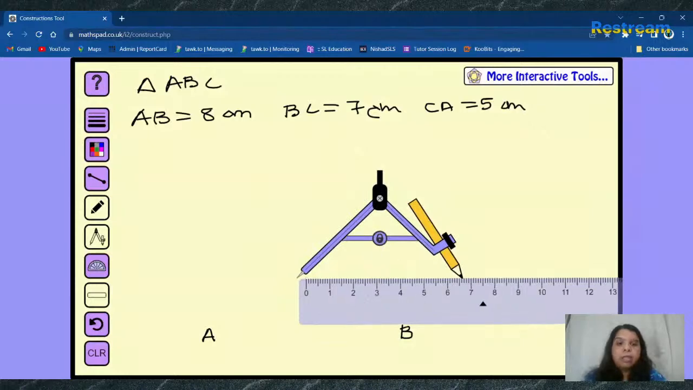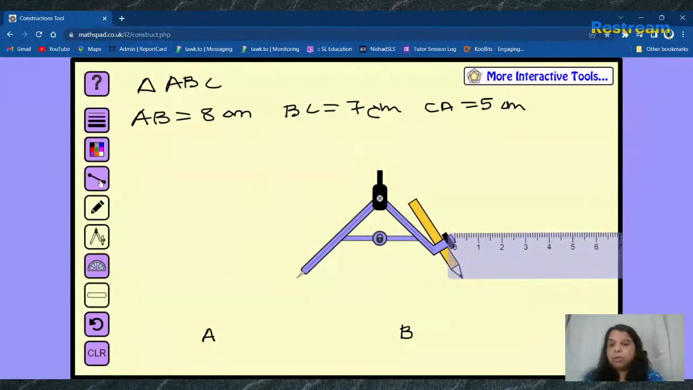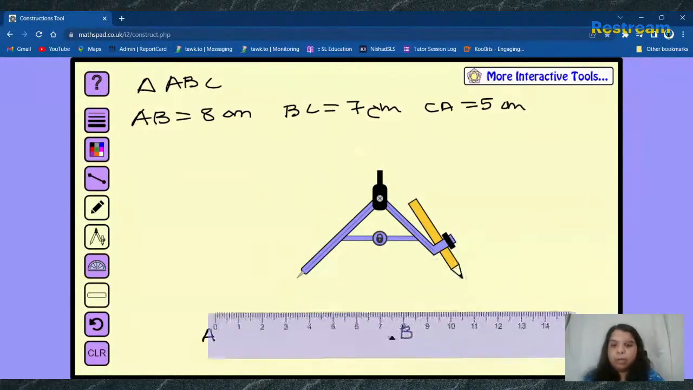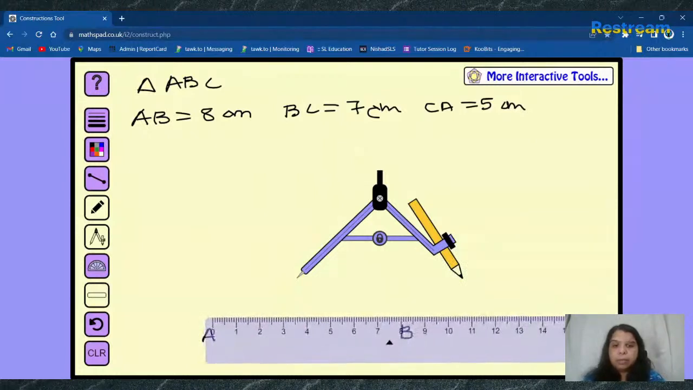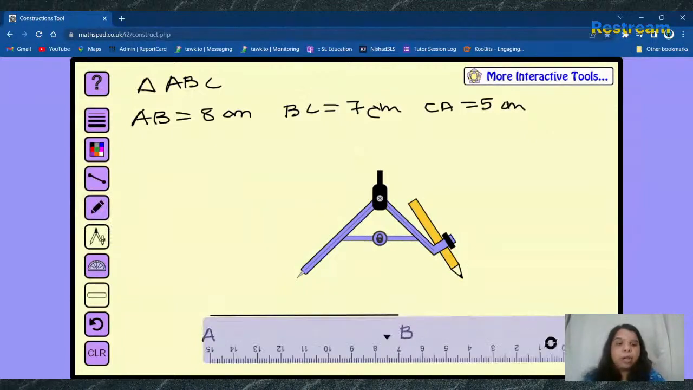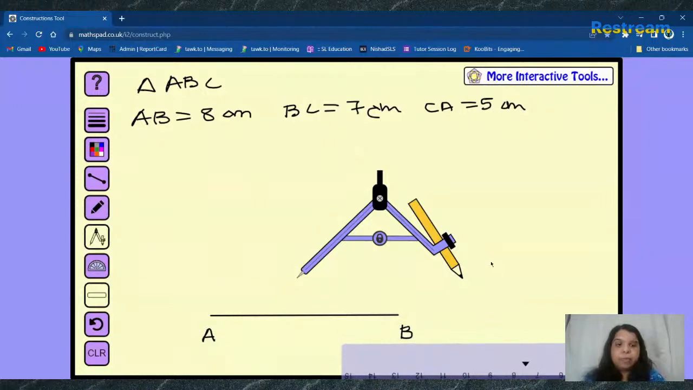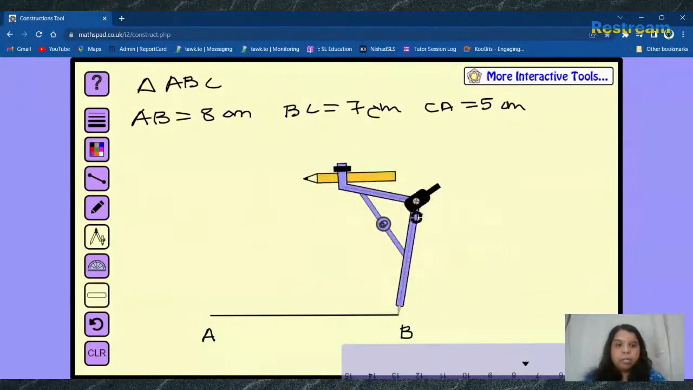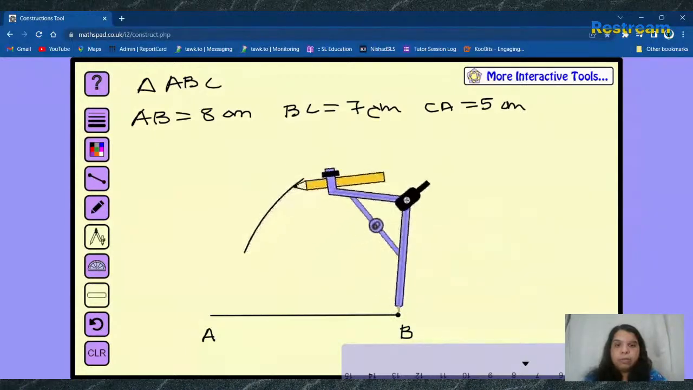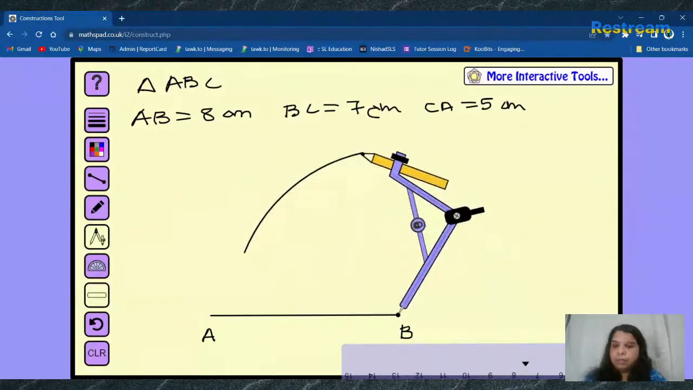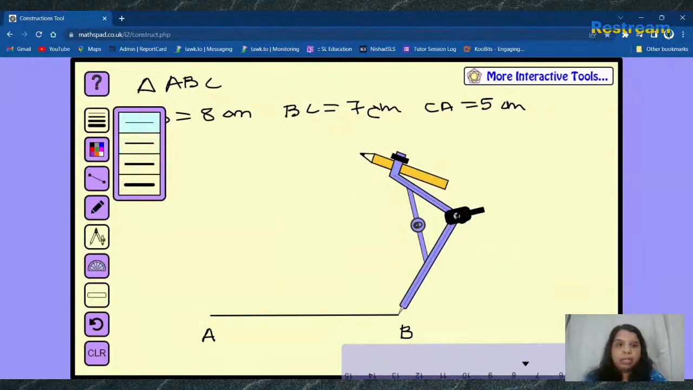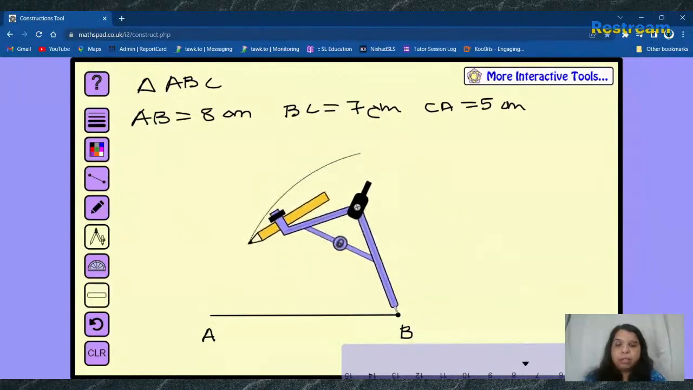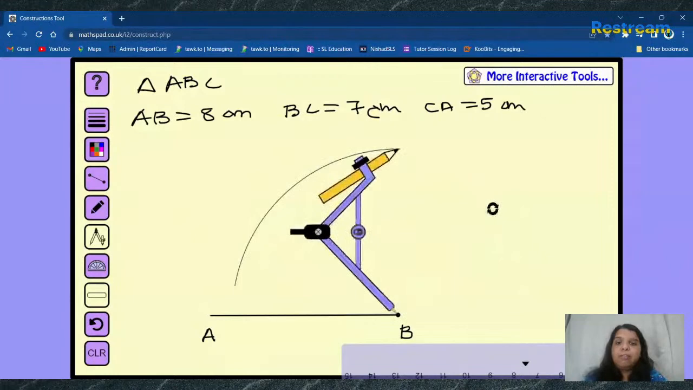Okay. Now, oh, my line is gone. I draw the 8 centimeter line again. Okay. Now, since I am drawing line BC, I'll keep this point at B and this point here, and I will draw an arc. Let's take a lighter line so we don't confuse our arcs. So it can lie anywhere in this region.